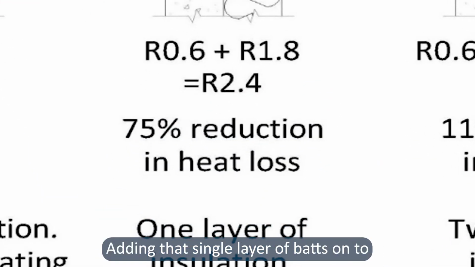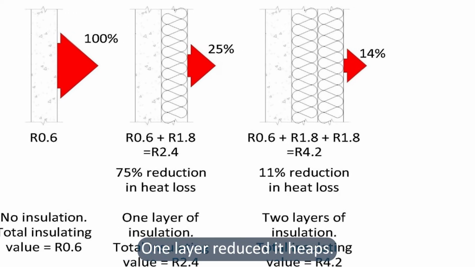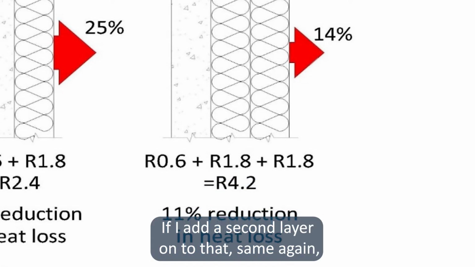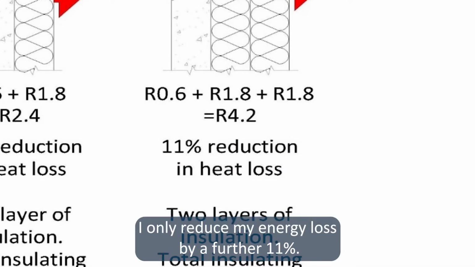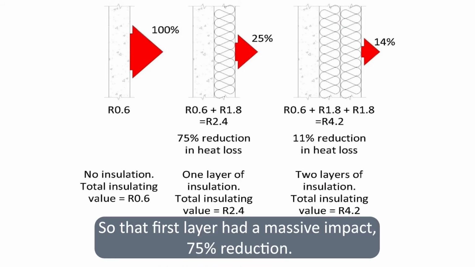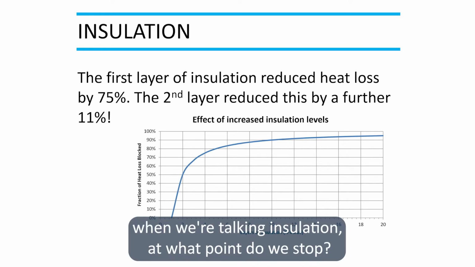Adding that single layer of batts onto this has reduced my energy usage by 75%. That's a massive amount. One layer reduced it heaps. If I add a second layer onto that, same again, so now I've got 2 layers of batts, I only reduce my energy loss by a further 11%. So that first layer had a massive impact, a 75% reduction. The second layer only reduced it by a further 11%. There's definitely diminishing returns when we're talking insulation.